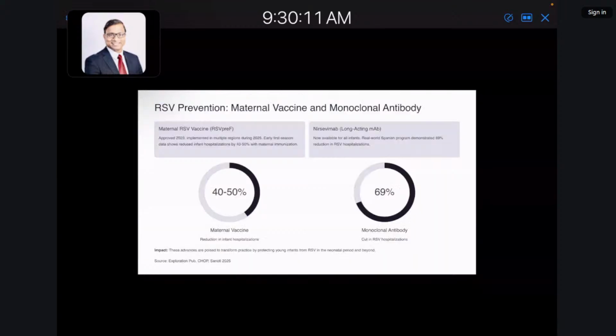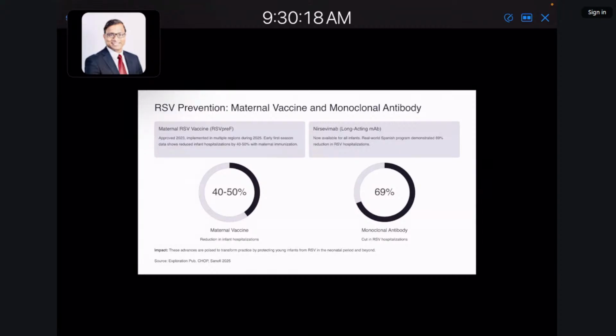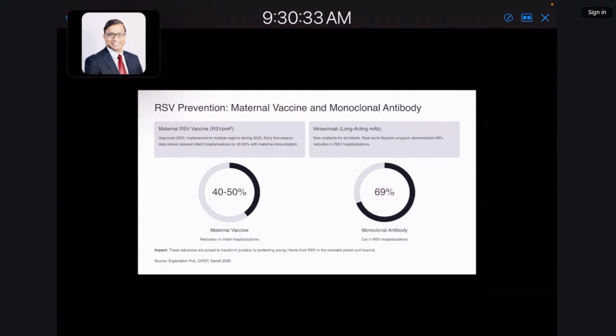Then we have maternal RSV vaccination and monoclonal antibody in infants. Maternal immunization with RSV vaccine given at 32 to 36 weeks of gestation reduces infant RSV hospitalizations in early life, supporting its use in pregnancy. Also, we know that long-acting monoclonal antibody, that is nirsevimab, has been shown in clinical and real-world data to reduce respiratory syncytial virus associated hospitalizations by 69% or more in infants, which is a major preventive strategy in this world.